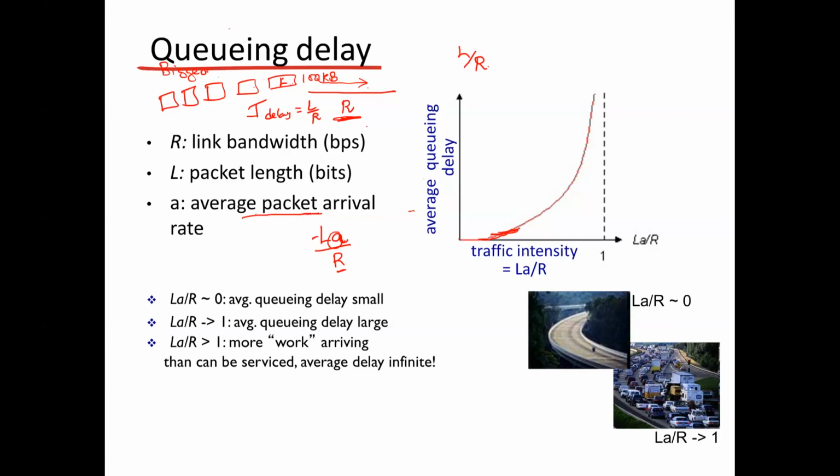So if this LA by R, that is the traffic intensity, reaches the value of 1. Okay, so here it is 0. When it reaches the value of 1, what happens? The queuing delay increases almost without bound, and you can see a steep rise, and you can see that it keeps increasing.